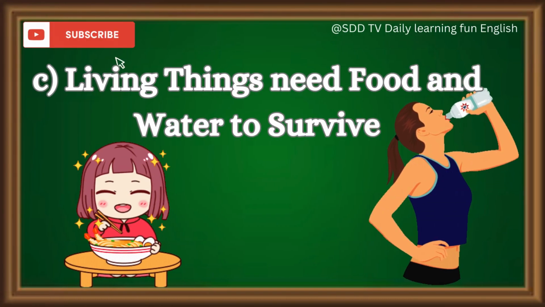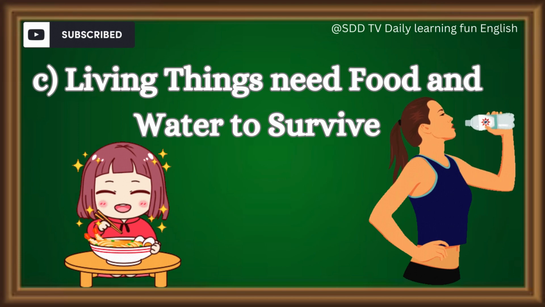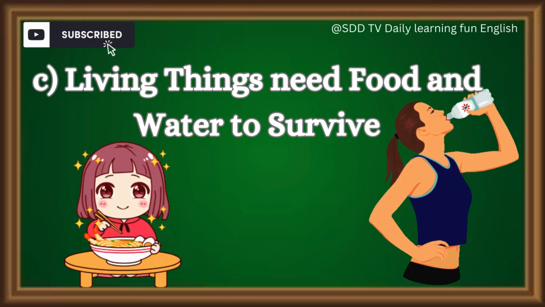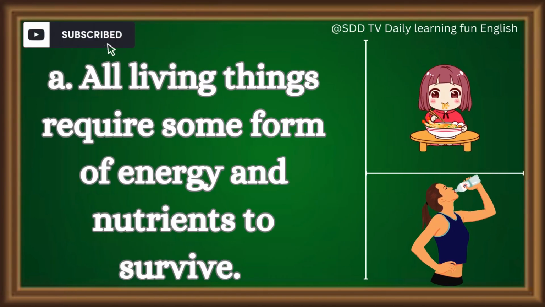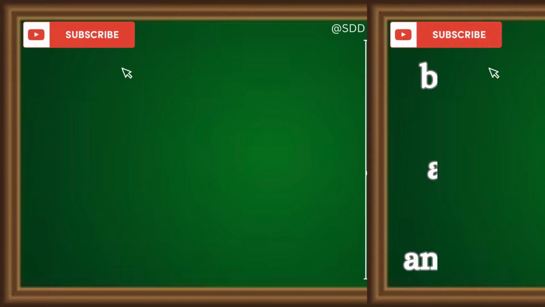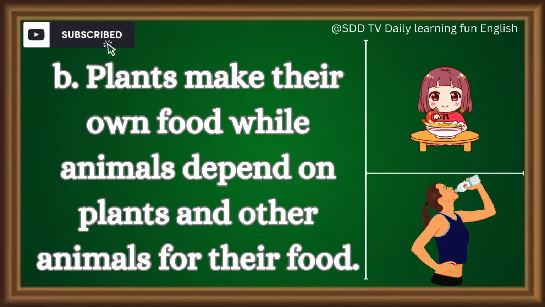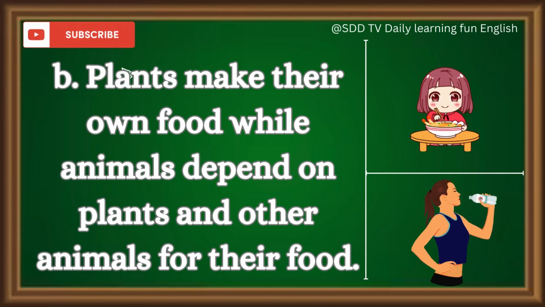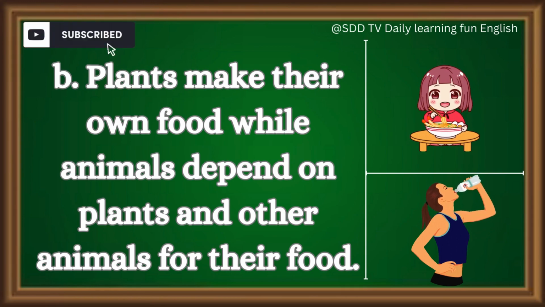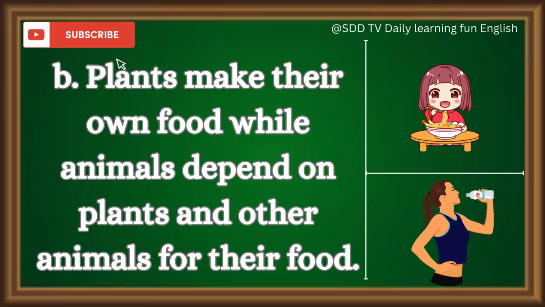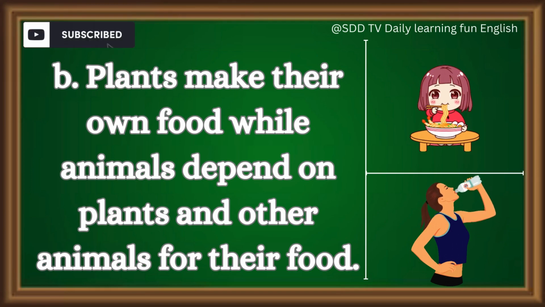Living things need food and water to survive. All living things require some form of energy and nutrition to survive. Plants make their own food, while animals depend on plants and other animals for their food.